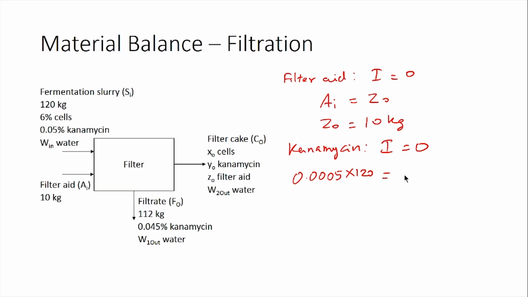So, this would be 0.00045 times 112 plus y naught. Based on this equation you can calculate y naught as 0.01 kilograms. What you need to understand here is this y naught term contains kanamycin which is present in the solution along with the filter cake, and also the kanamycin which has been absorbed by the filter aid. So, both the components are accounted for in this one term, which is y naught.